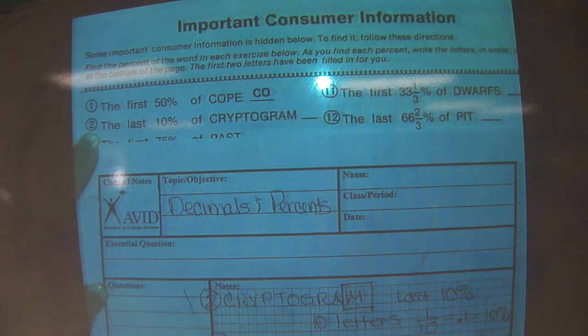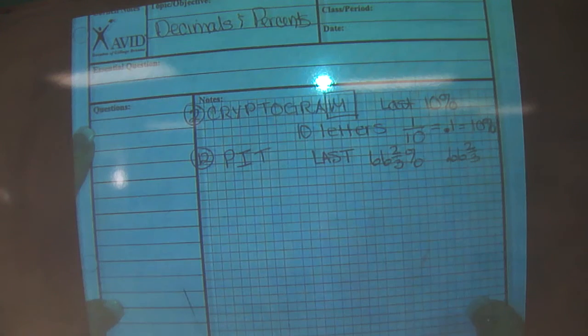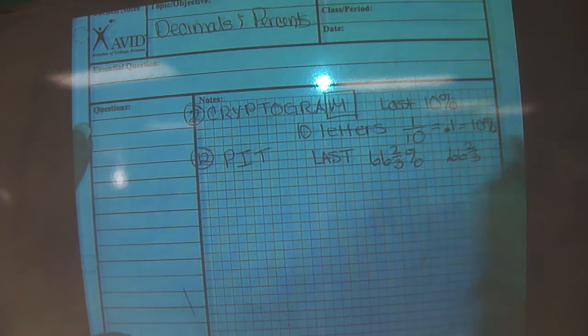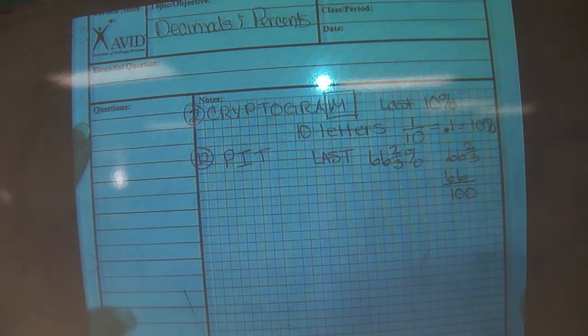Where does our decimal go? In front of the 66 2/3. Okay, that's where our decimal goes. How much of that is it overall? 0.66? It's 66 out of 100, which is how much? More than half.